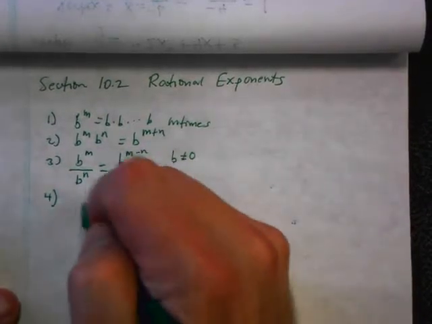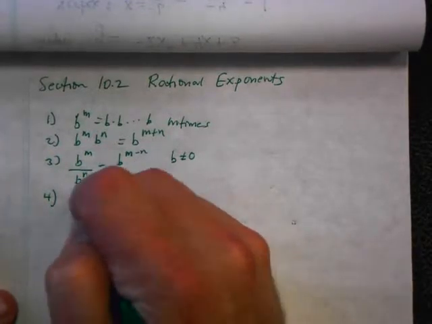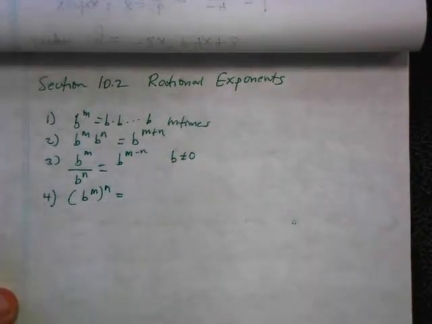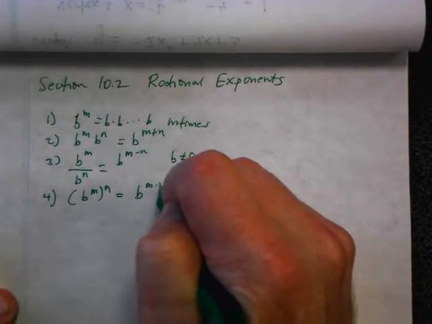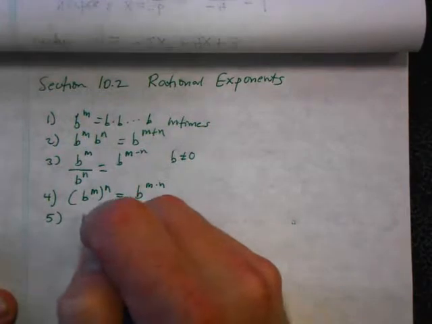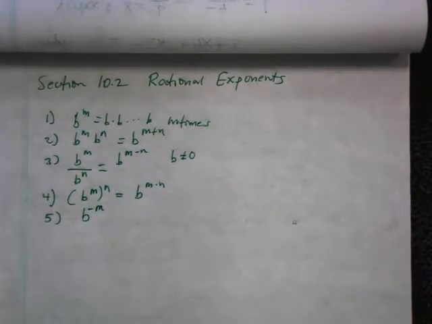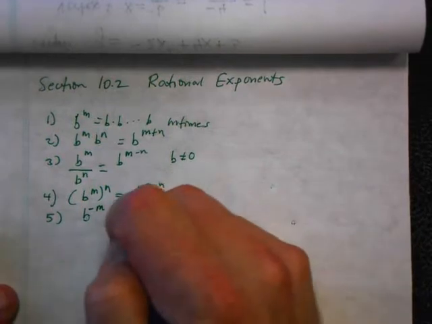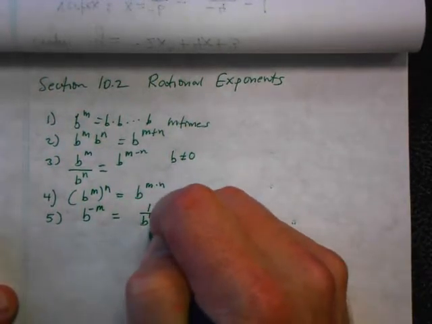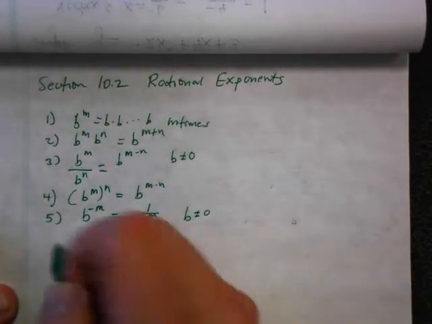What other kind of rules did we have? What happens if you have an exponent followed by another exponent? That's when you multiplied the exponents. How about if you have a negative exponent and that negative exponent is up on top? To make it positive, you put it on the bottom. That's exactly right. So we get rid of negative exponents by moving to the bottom. And again, b can't be 0.